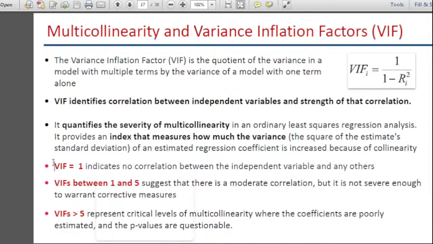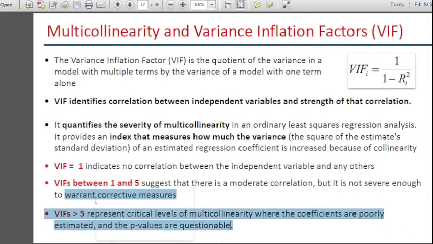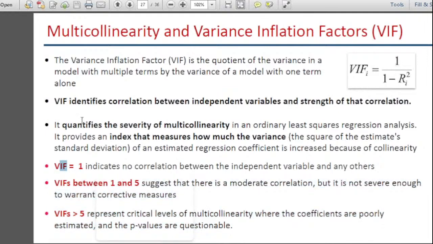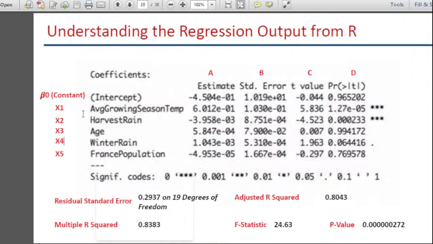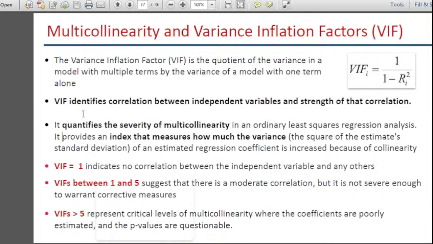Now there are three levels of VIF. VIF equal to 1 indicates no correlation between the independent variables. VIF between 1 and 5 suggests a moderate correlation. VIF greater than 5 represents a critical level of multicollinearity, where the coefficients are poorly estimated and the p-values are questionable. So this is how we measure multicollinearity. Clear? Okay. Is this clear to all of you, multicollinearity?